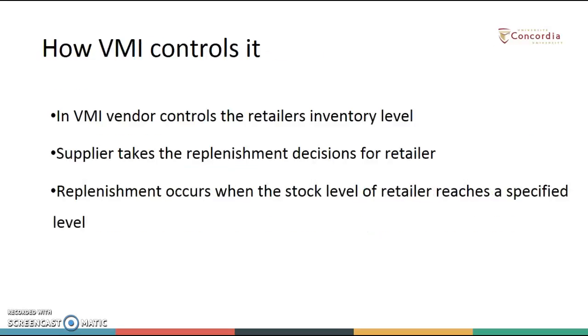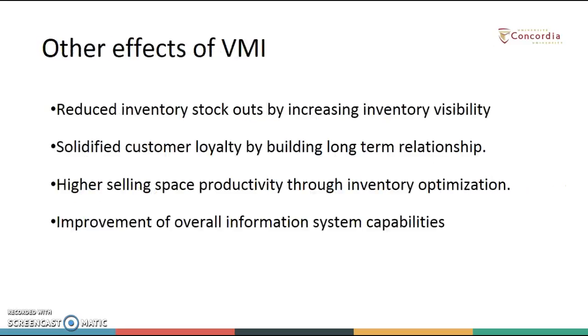So next we see how the VMI controls it. In VMI, as stated earlier, the vendor controls the retailer's inventory level. So when the inventory level of the retailer reaches a threshold level, the supplier takes the replenishment decisions for filling it. And the third one is that replenishment occurs when the stock level of the retailer reaches a specific level, like this threshold level.